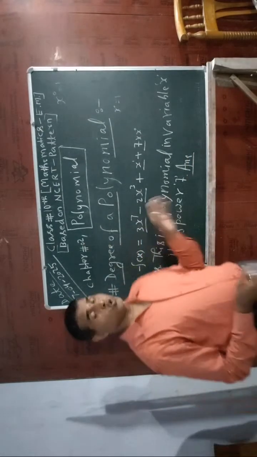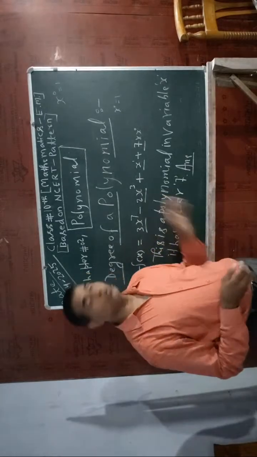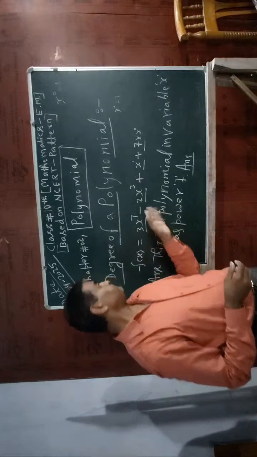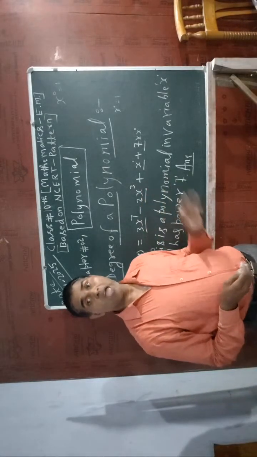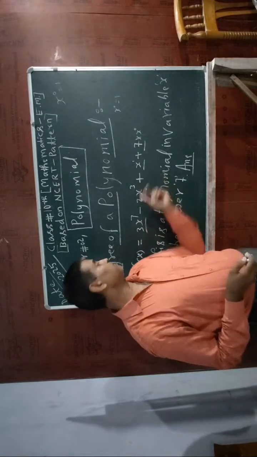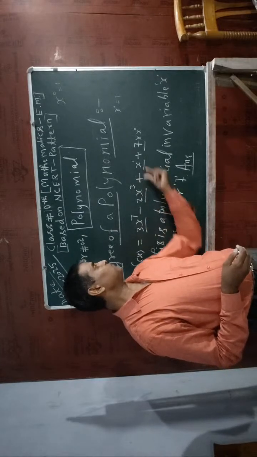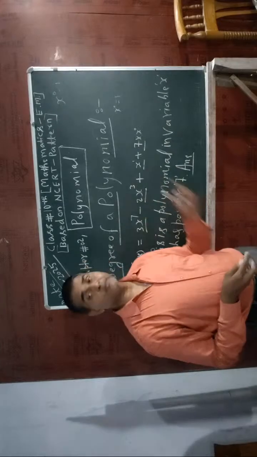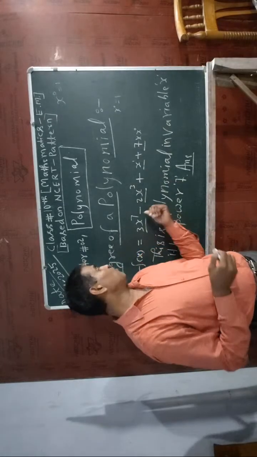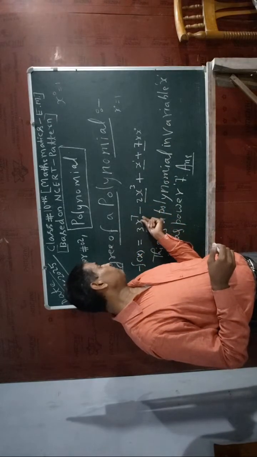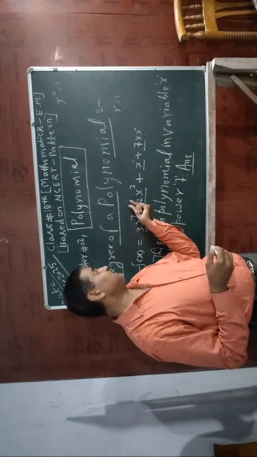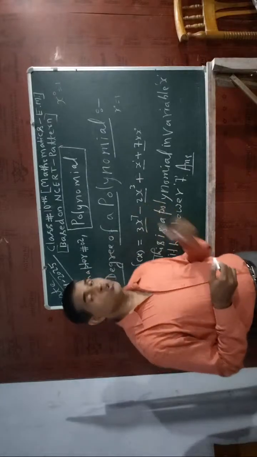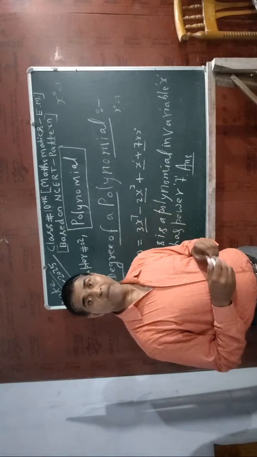So if any polynomial is given, you have to see the power of the variable in each term. This is the first term, this is the second, this is the third, and this is the fourth. In all terms you count how much power is available. So the maximum power will be the degree of the polynomial. Okay students, did you get it?